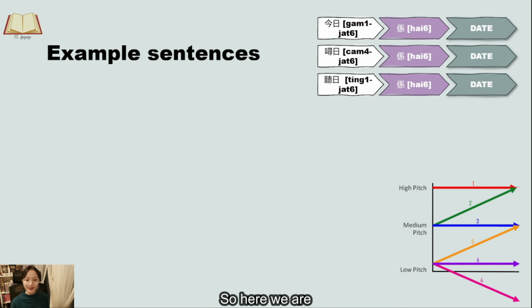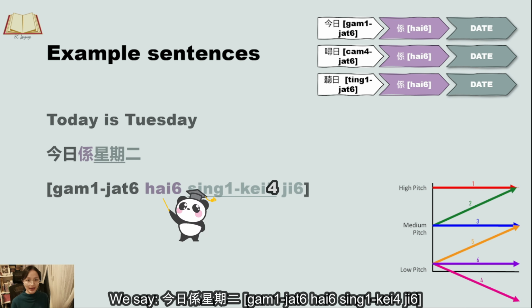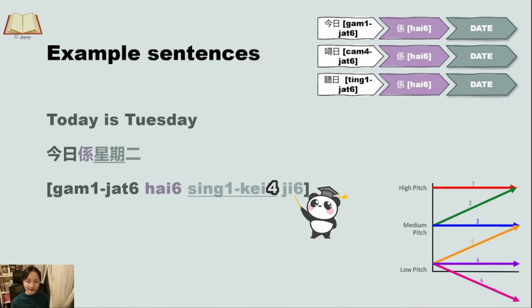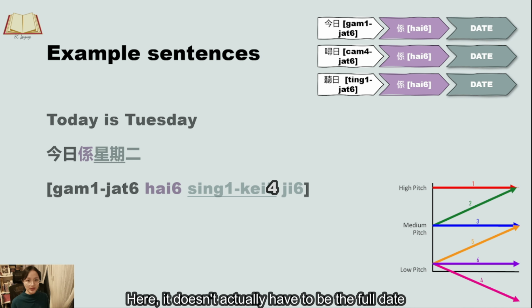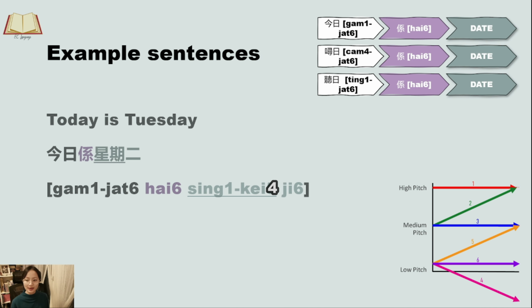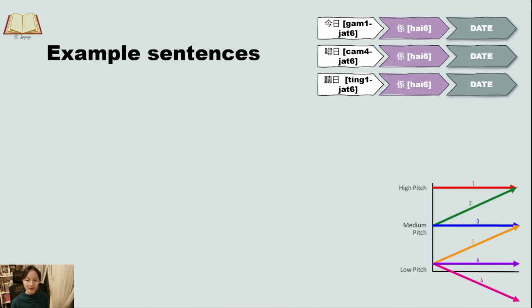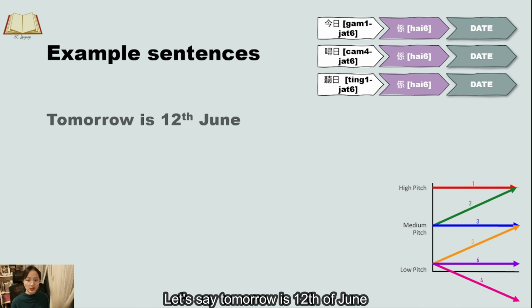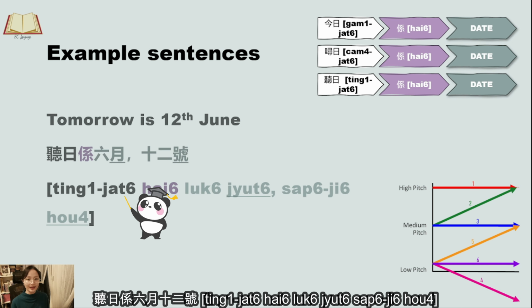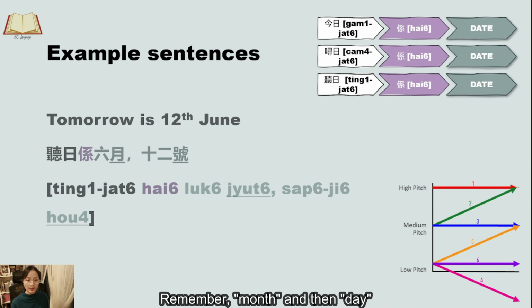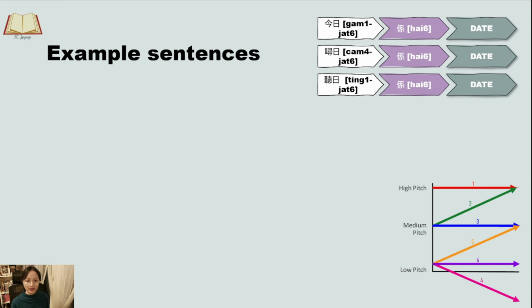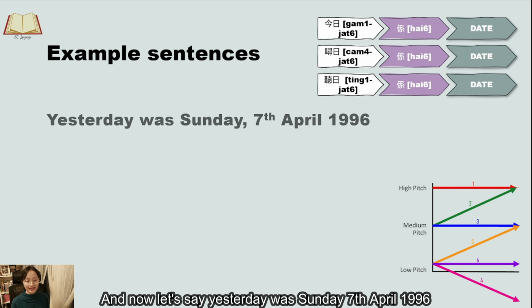So here we are. Let's say today is Tuesday. We say 今日係星期二. Here, it doesn't actually have to be the full date. It can just be the day of the week. 今日係星期二. Let's say tomorrow is 12th of June. 聽日係6月12號. Remember, month and then day. And now let's say yesterday was Sunday, 7th of April, 1996.